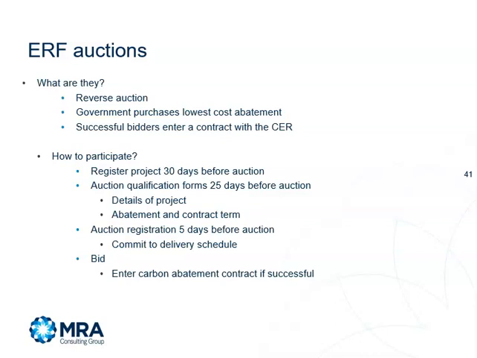Reverse auctions have historically been held twice a year. To participate in an auction, the project registration application must be submitted no later than 30 days before the auction. Auction qualification forms must then be submitted 25 days before the auction. The qualification form requires details of the project and the expected abatement and contract term. Auction registration forms must be submitted 5 days before the auction and require participants to commit to a delivery schedule. And finally, during the auction, participants submit their bids, and successful participants enter into a CAC.